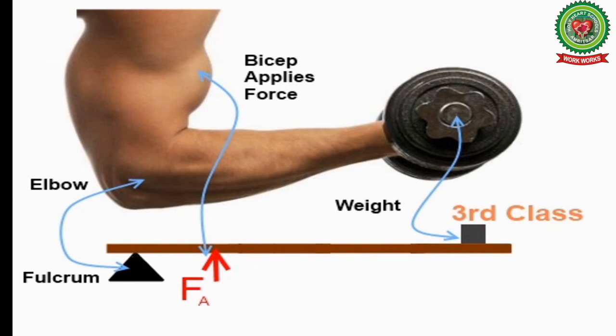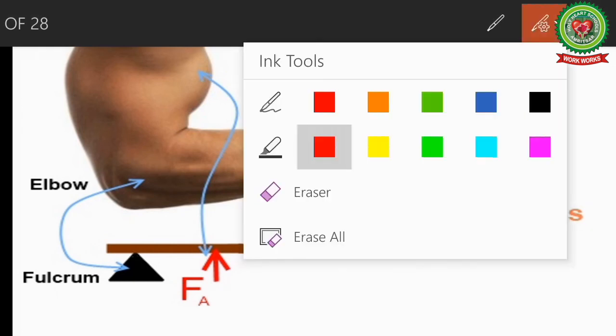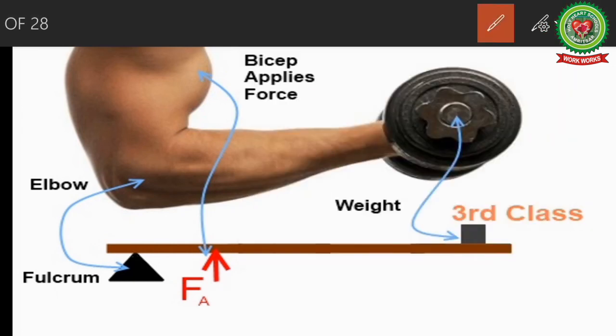Look here, the weight which is being lifted by the arm is acting at one end of the arm, whereas the fulcrum, that is the fixed point, here the elbow, which is a joint, is acting like a fulcrum. And where is the effort? The biceps muscles apply effort, and you can clearly see that this effort or force is acting between the fulcrum and the load, that is the weight. In this way, we can say that the human arm is a third class lever.